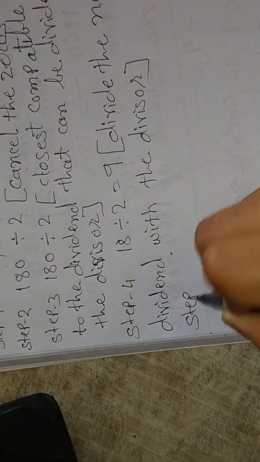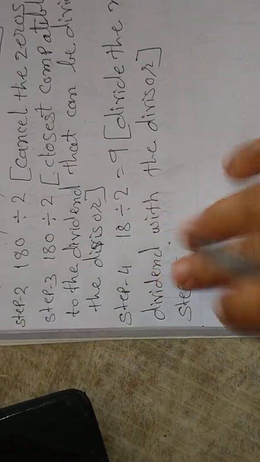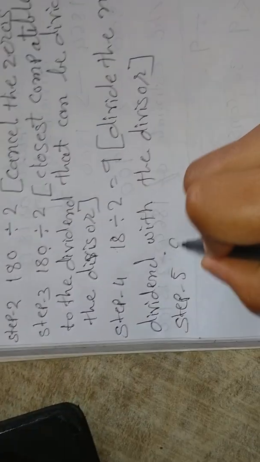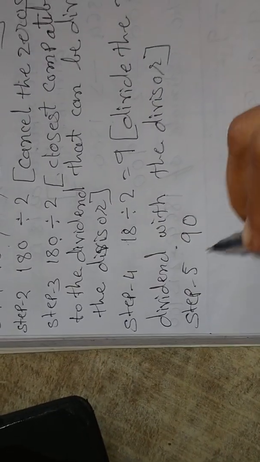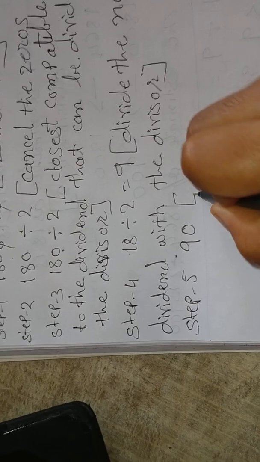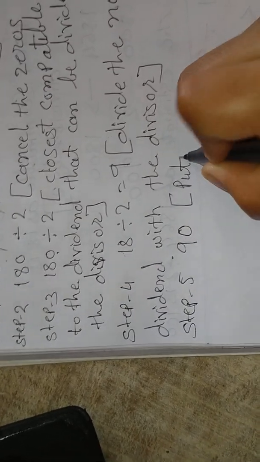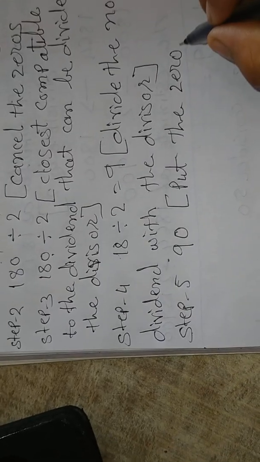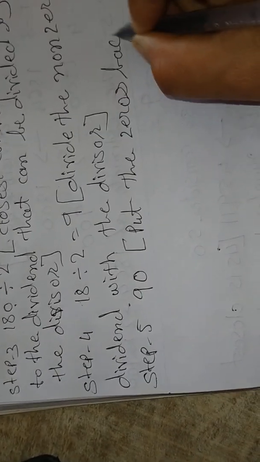Step number 5. So answer is 9. We have to cut 0 here, so that 0 we have to write here. So our answer is 90. And in the last we have to write in a bracket, put the 0 back. मतलब that means हमें वापस से 0 रखना है.